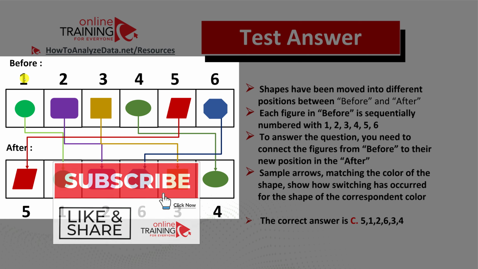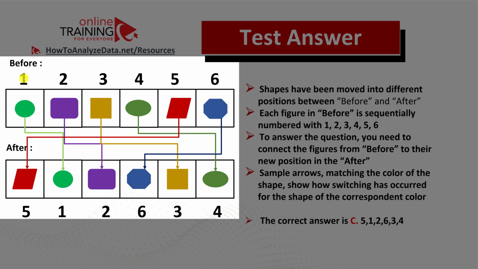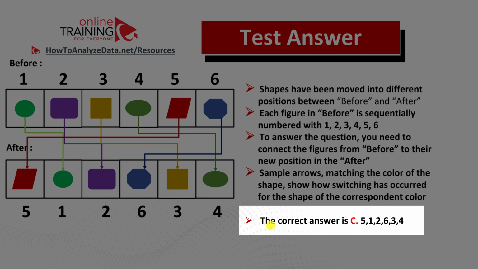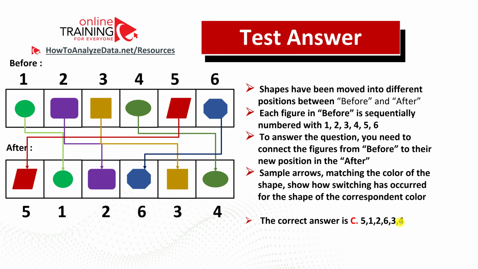If you trace all the objects, you will figure out that the previous positions were 1, 2, 3, 4, 5, 6, and the new positions are 5, 1, 2, 6, 3, 4. So the correct answer is choice C, 5, 1, 2, 6, 3, 4. The challenge is that you need to do all of this mentally, and you have about 30 seconds to complete it. So the more you practice, the better you become. Hope you've nailed this question and now know how to answer these types of questions on the test.